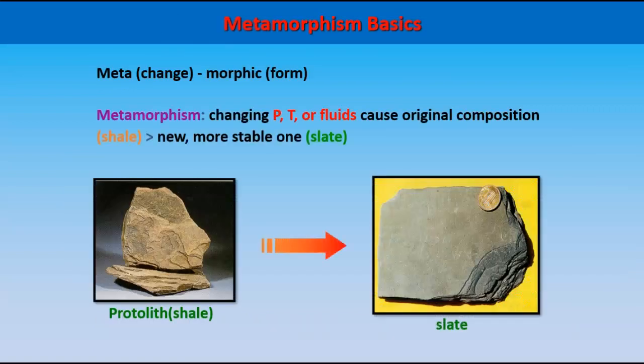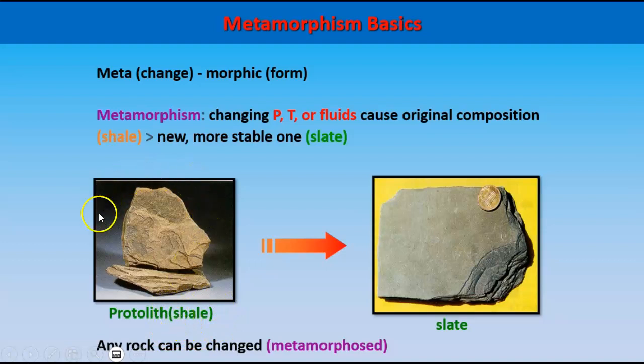So when we talk about metamorphism, what we're saying is we're taking a pre-existing rock, and that can be any pre-existing rock. As long as it exists as a rock, we can alter it, change it from what it was to something else, and we're doing that through a combination of pressure, temperature, and fluids. We're taking an original rock, and the example you see here is a shale or a mudstone. The original rock before it was metamorphosed is called the protolith.